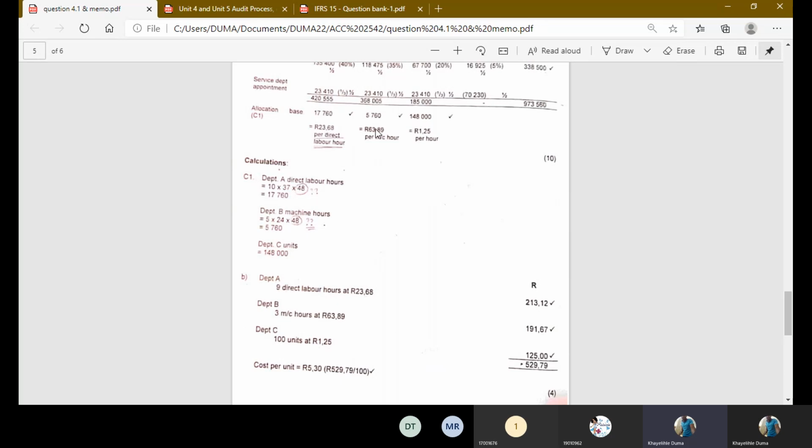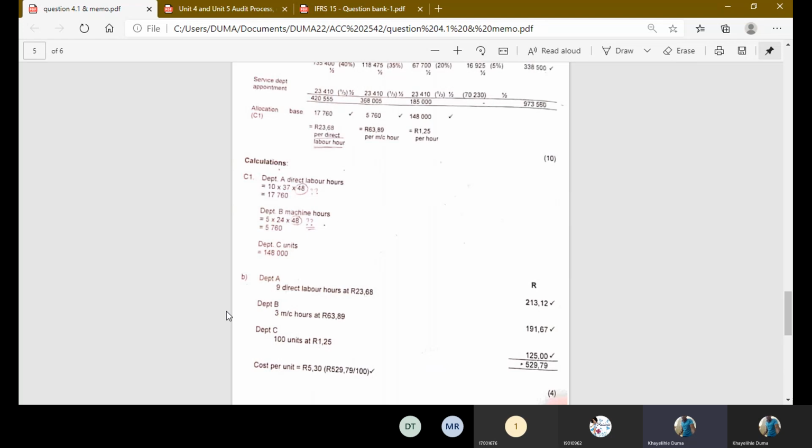Department B, 63.89 multiplied by the 3 hours of machine hours that it's going to spend. And then C, it's supposed to be per unit, but then they wrote per hour. So you'll just correct that and say per unit. Then you will say 100 units multiplied by 1.25 per unit, you get a total. Then you add these, then you get that the cost is going to be 529.79. And then to get the cost per unit, you'll say divided by the 100 units.